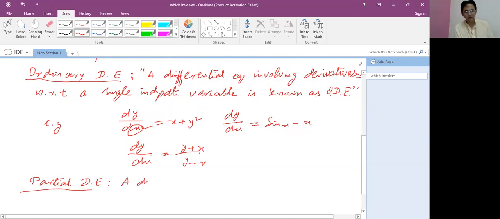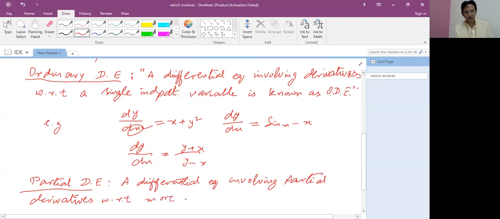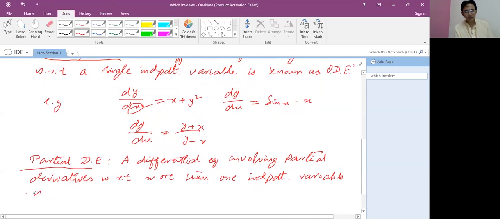A differential equation involving partial derivatives with respect to more than one independent variable is known as partial differential equation. In short form, we write it as PDE. PDE represents here partial differential equation.